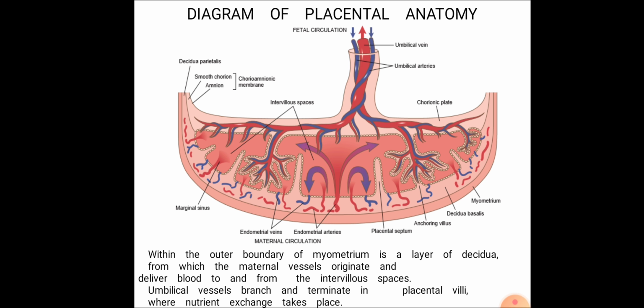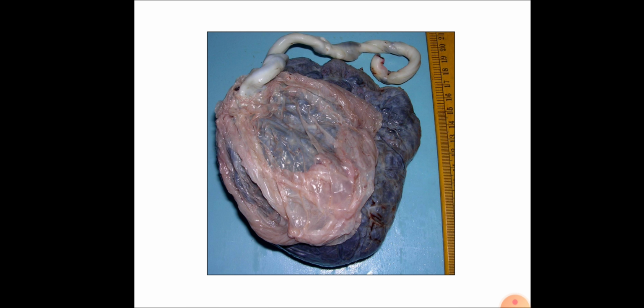Here we can see, within the outer boundary of myometrium, a layer of decidua from which the maternal vessels originate and deliver blood to and from the intervillous spaces. Umbilical vessels branch and terminate in placental villi, where the nutrient exchange takes place.